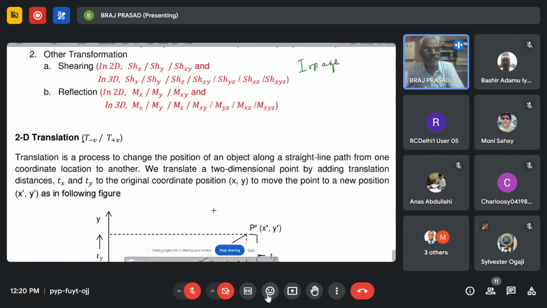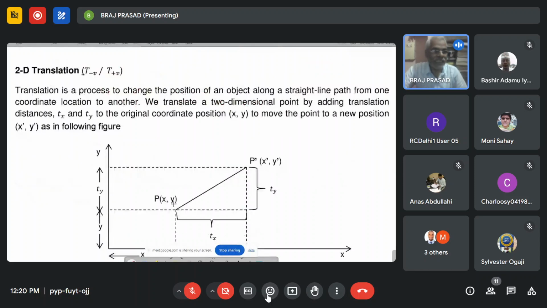Now we will discuss in detail translation, rotation, etc. What is translation? There are two different types of translation. First is called 2D and second one is called 3D.